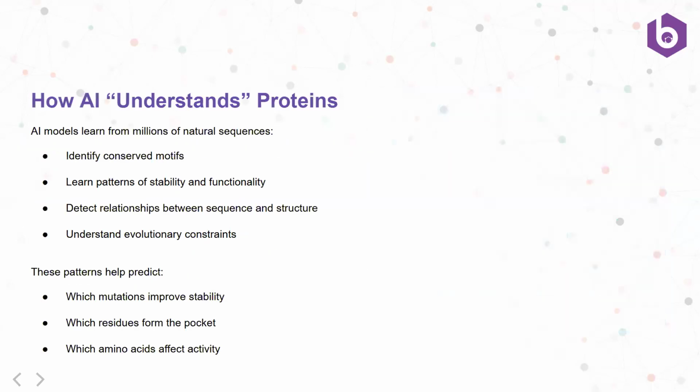Let's see how AI understands proteins. The main thing is AI models are mostly trained on millions of natural protein sequences. After learning these protein sequences, they know the evolution and the conserved motifs that are present in the proteins, also their structural patterns and the residues which are responsible for their function and stability as well.